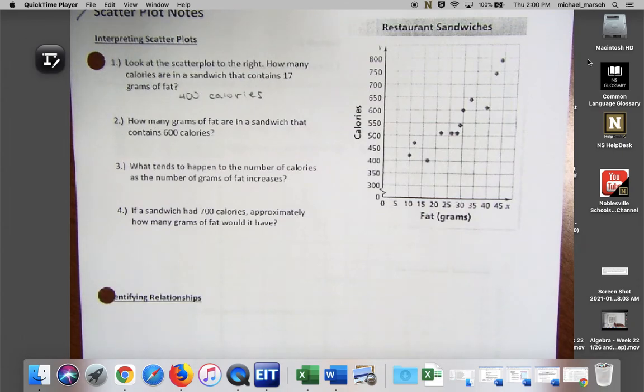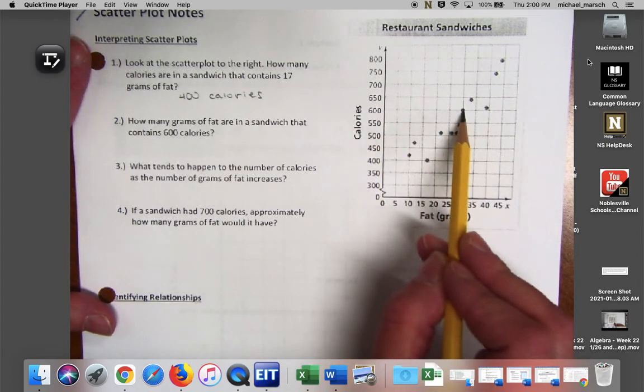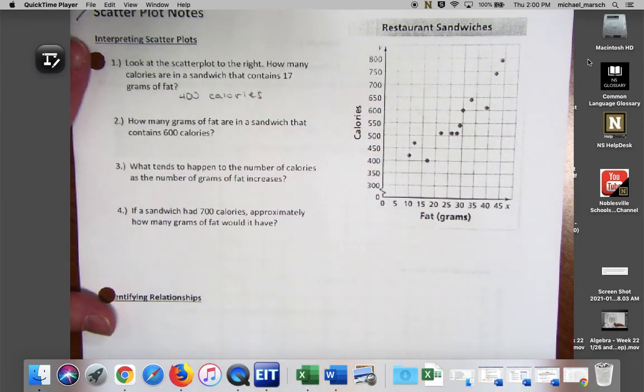How many grams of fat are in a sandwich that contains 600 calories? Carlos? 30. Same thing, except we went up to 600, and then we went over to see that that was right at 30, right?